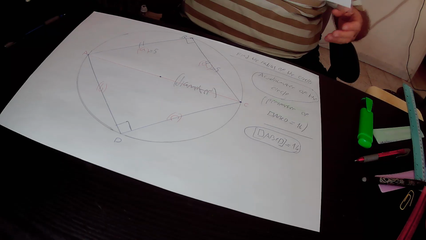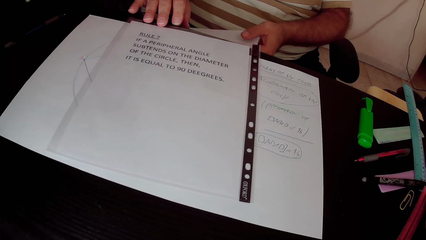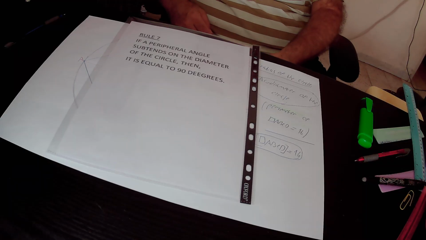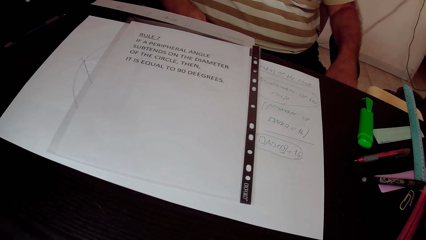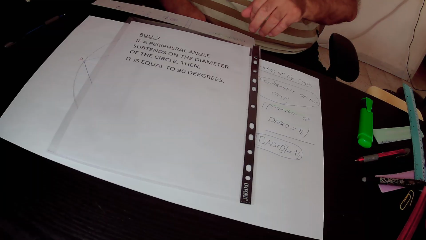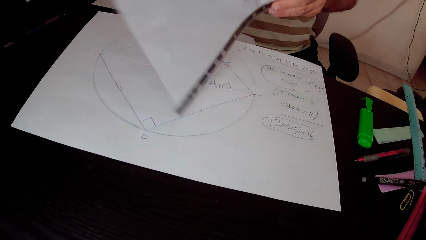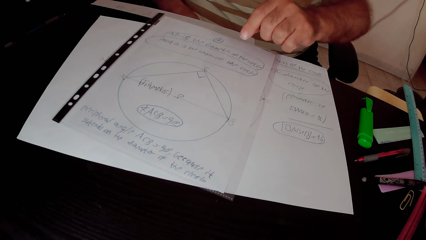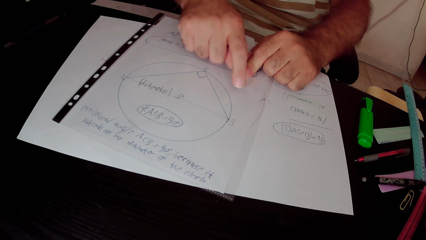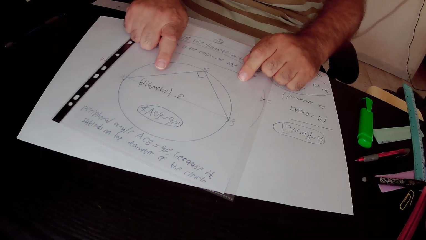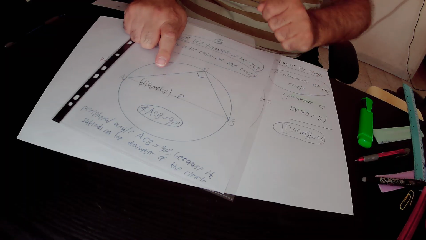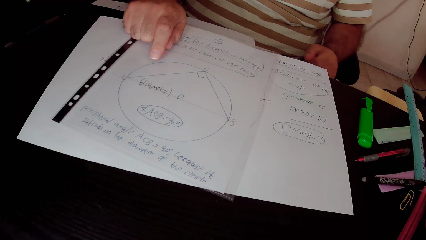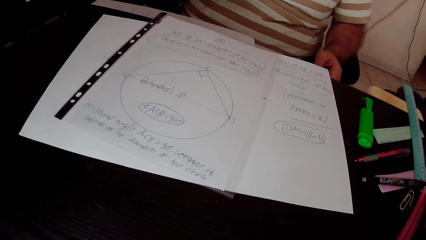According to Rule 7, if a peripheral angle subtends the diameter of the circle, then it is equal to 90 degrees in its size. So in the drawing, we have a circle. This is peripheral angle ACB that subtends the diameter of the circle, that is called AB. And therefore, peripheral angle ACB equals 90 degrees in its size.